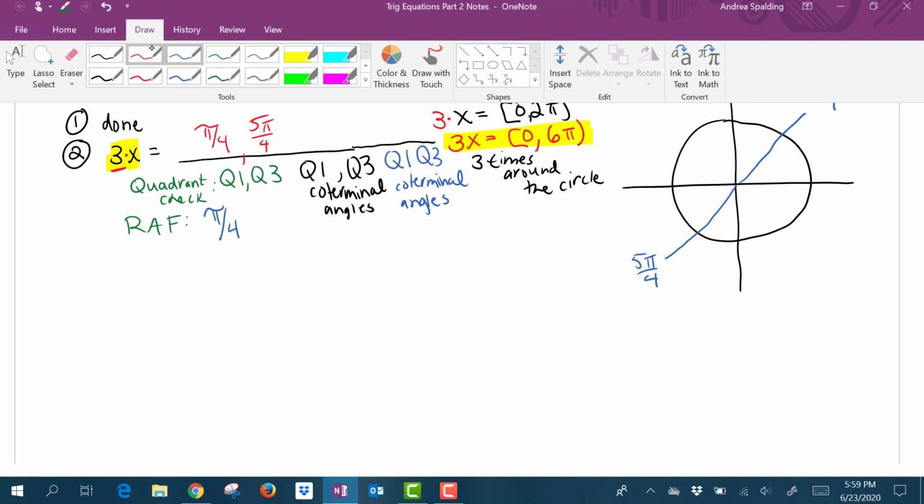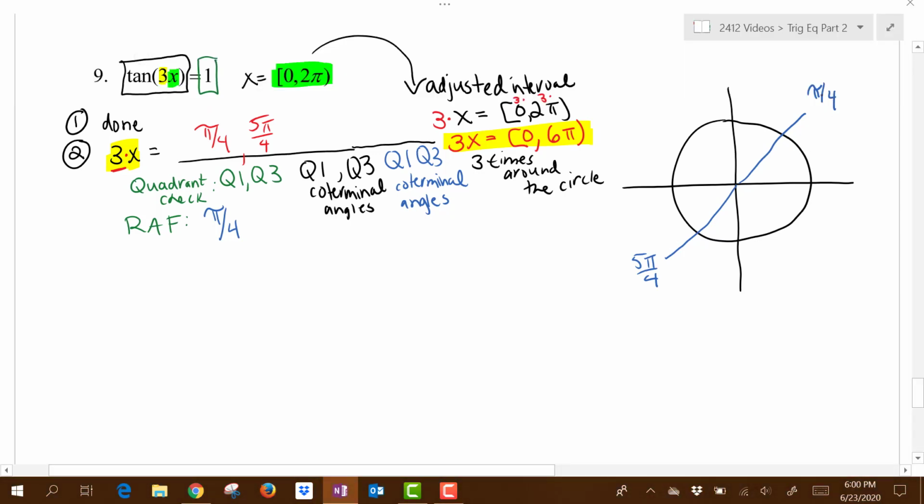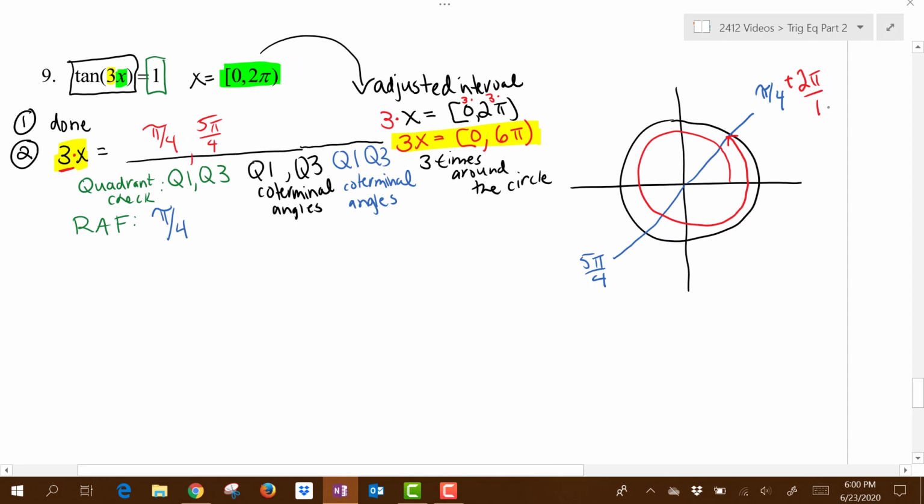Okay, so for the first time around the circle, we found pi over 4 and 5 pi over 4. We're going to find coterminal angles to those. Thinking about it like this, we don't stop at pi over 4, we go all the way around, and we stop after one complete rotation at that same place. That's adding 2 pi. So I need a common denominator of 4. So pi over 4 plus 8 pi over 4. So for the second time around into quadrant 1, I get 9 pi over 4. So I'm going to put that right here, 9 pi over 4.